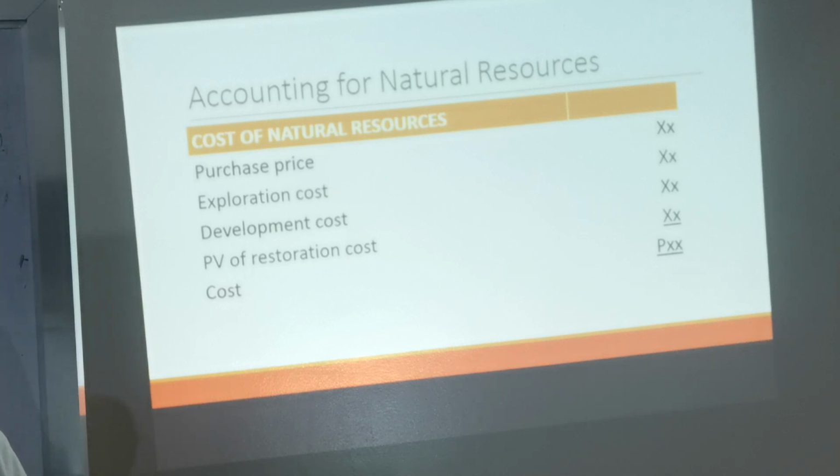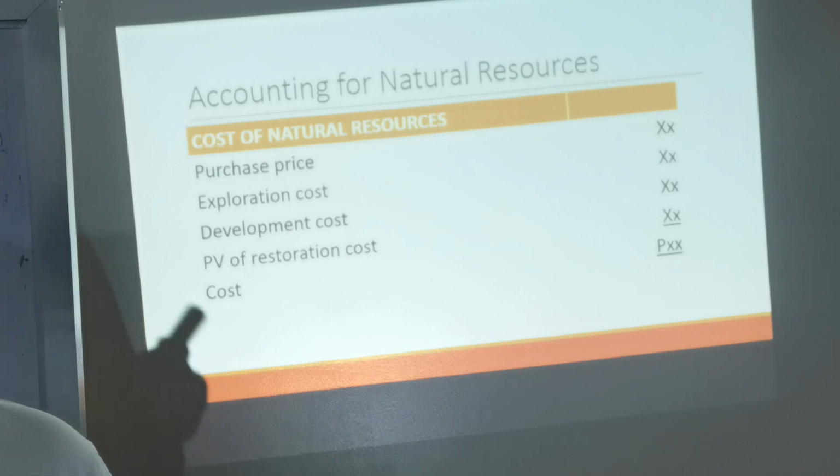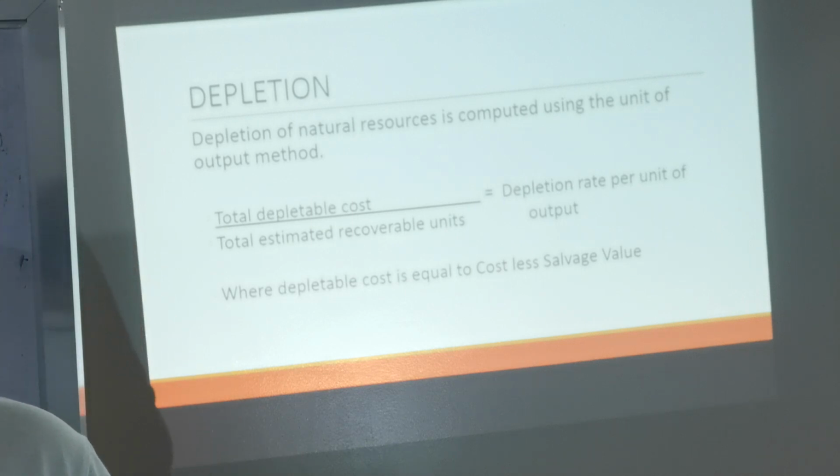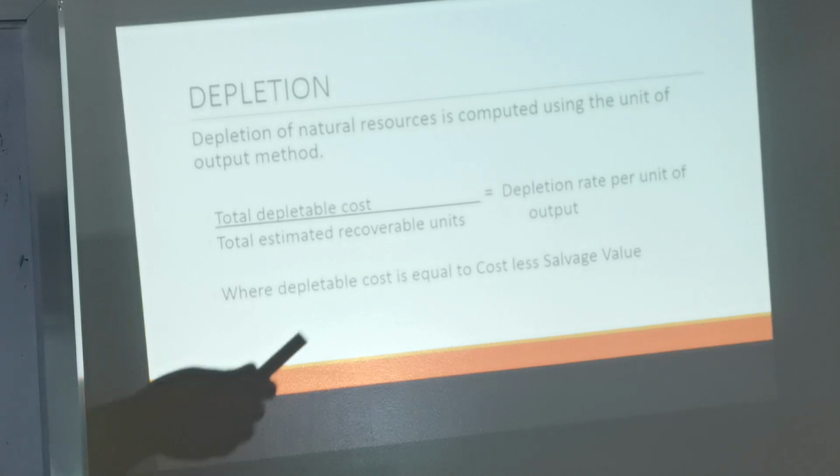Now, when the natural resources has been extracted, okay, although there's a value still, what are we going to do? Instead of depreciating the natural resources, what we're going to do is to compute for the depletion of the natural resources. Now, if you would notice, the depletion is actually using the productive output method. Okay, so it's the number of units that you produce that is used for depleting the natural resources. Okay, so we compute for the depletion rate per unit of output.